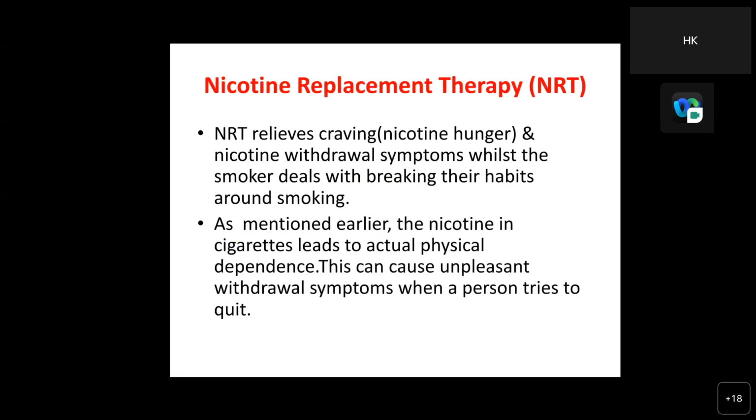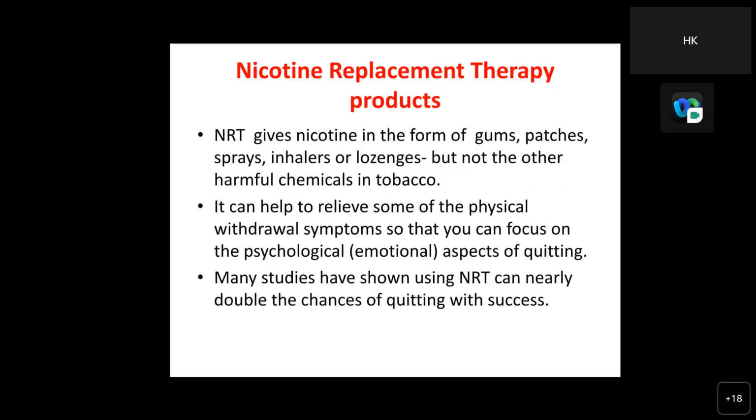So nicotine replacement therapy relieves craving and nicotine withdrawal symptoms while the smoker deals with breaking their habits around smoking. As already mentioned, the nicotine in cigarettes leads to actual physical dependence. This can cause unpleasant withdrawal symptoms when a person suddenly tries to quit. So for that, we give nicotine in the form of gum, patches, sprays, inhalers, or lozenges, which contain only nicotine, but not the other chemicals found in other forms of tobacco. So it can help relieve some of the physical withdrawal symptoms, so that you can focus on the psychological aspects of quitting.